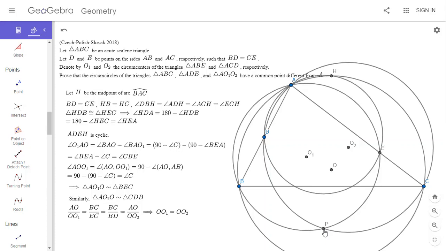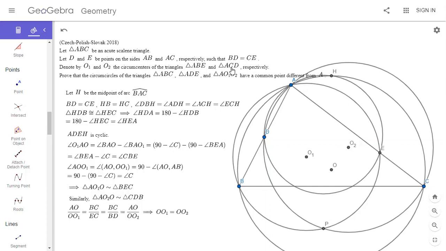I think that might be just an angle chase. We want to show AP is perpendicular to AH. And it seems that PDB is congruent to PEC. That should imply PD equals PC, and so P lies on the angle bisector of A.